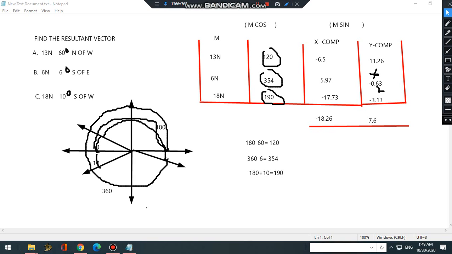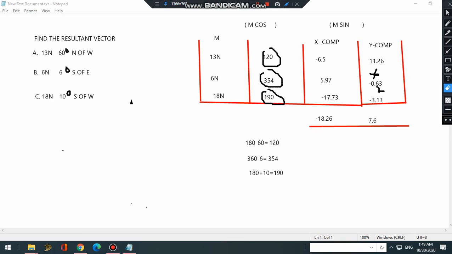Then the next step will be getting its resultant. So now we need to get its resultant. So to get the resultant, R is equal to the square root of a squared plus b squared. That's the formula to get the resultant.